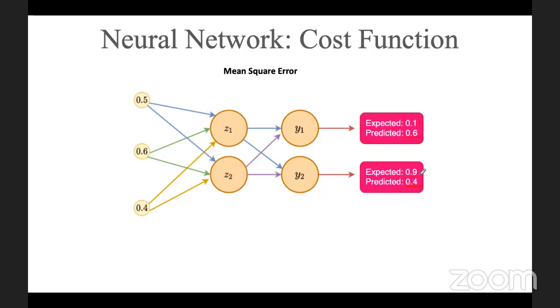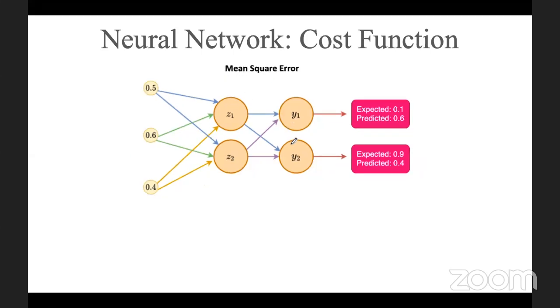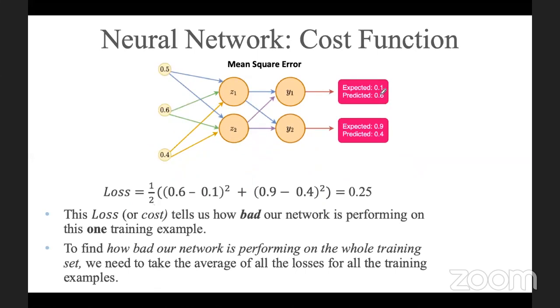So how do we calculate how bad this is? There are various kinds of cost functions that we can have, but we'll talk about one of them, which is called mean square error. Of course, I think you are all familiar with it. You just take the difference and square it, take the other difference and square it, add them up, and then take the average. So this is what the loss is for one single example.